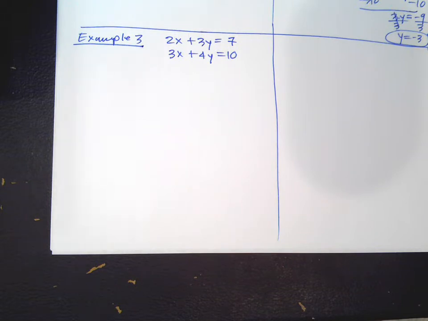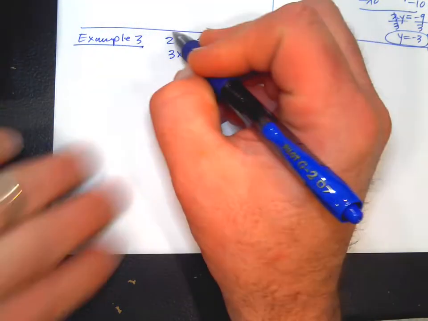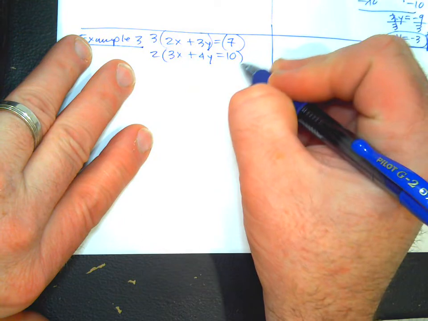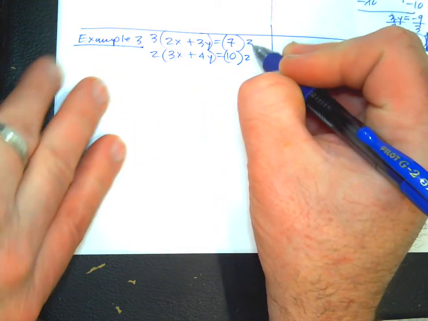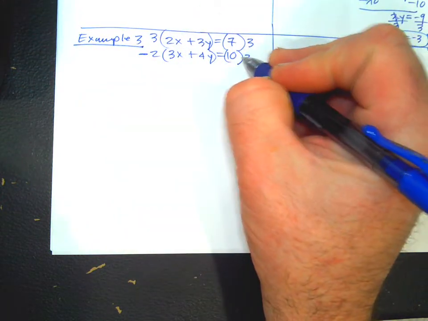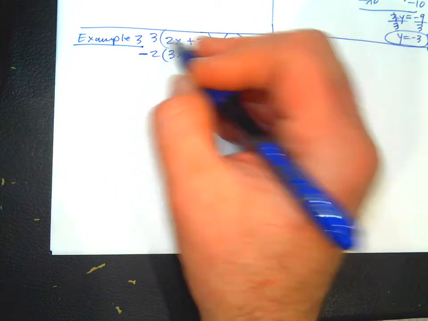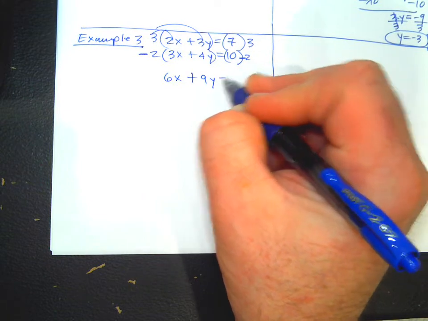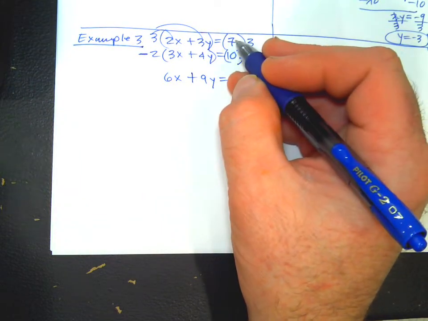We can make the x's become opposites, or the y's. I think I'm going to just go with the x's. The number's a little smaller. Doesn't matter. We got to multiply one of them by 3 to make it a 6, and one of them by 2 to make it a 6, right? But one of them needs to be positive, one needs to be negative. It doesn't matter which one. So I'm just going to decide to make the second one negative. Okay, so if we do that, we get 6x, if we distribute this, 6x plus 9y equals 21. Make sure you multiply both sides. People forget the other side.